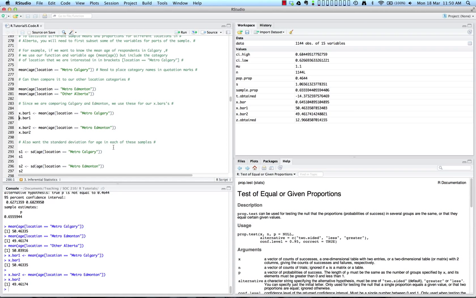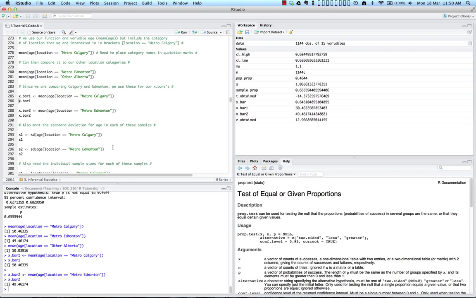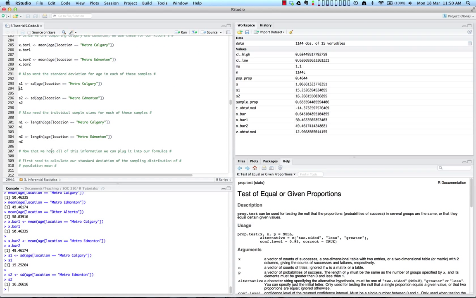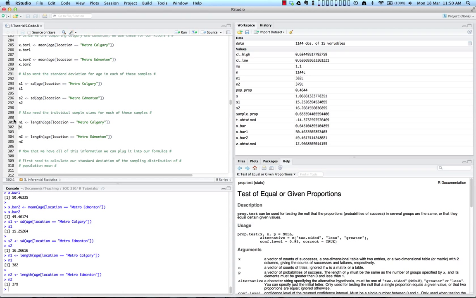In addition to our X bars, we also want to get our standard deviations for age for each of these samples. And this works the same as getting the mean for age, except we're going to use the function SD. So let's get our S1 and S2 for Calgary and Edmonton. So we see our standard deviation for Calgary is 15.25. Our standard deviation for Edmonton is 16.27. We also want to get our individual sample sizes for each of these samples. So we're going to use length again, but we want to make sure that it's subset to our specific location for each of them. So we get our N1 and N2. We see that we have 382 respondents from Calgary and 379 from Edmonton.